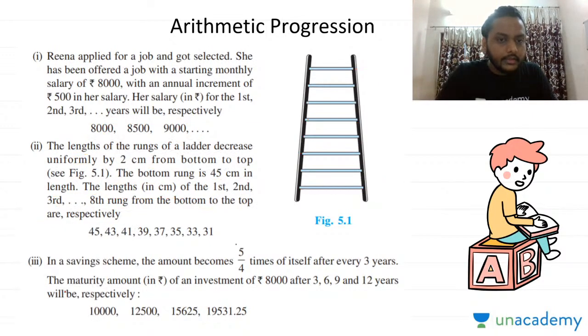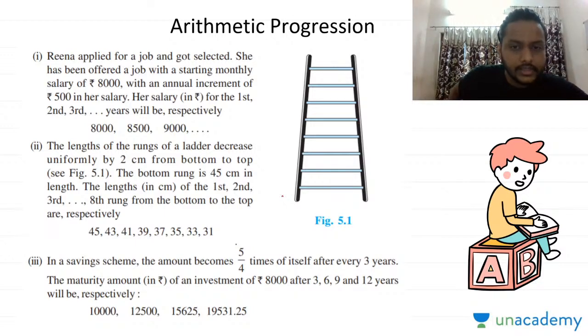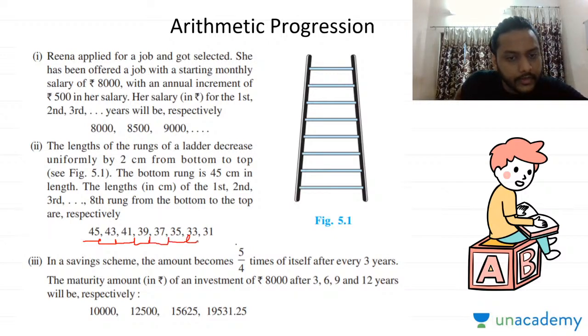बोलो यार. जैसे जैसे आप नीचे से ऊपर जा रहे हो, ये रंग की लेंथ क्या हो रही है? डिक्रीज हो रही है. And now when the length of this rung is decreasing, you can see the first one is having the length 45, उसके बाद अगली की दो रिड्यूस हो गई 43, फिर दो रिड्यूस हुई 41, फिर दो रिड्यूस हुई 39, 37, 35, 33, 31.